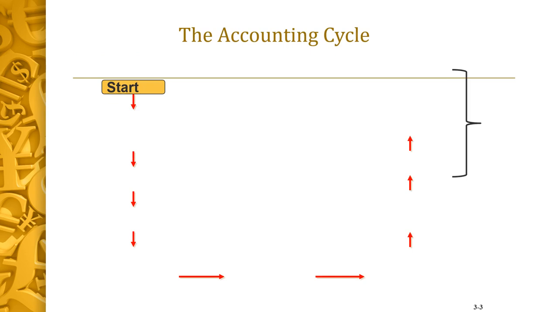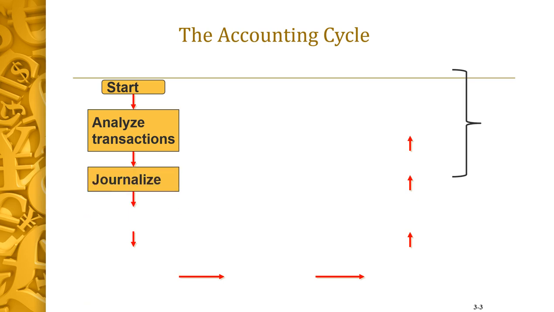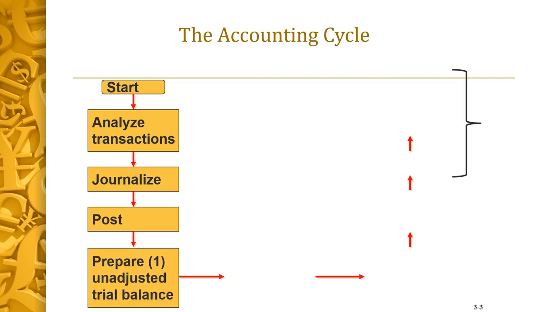Now, the accounting cycle. We talked about analyzing in Chapter 2. Those are financial transactions. We journalize, we post, and then we prepare an unadjusted trial balance. This is primarily to make sure our debits and credits equal, and that we can spot any errors like balances not being correct, things like that.